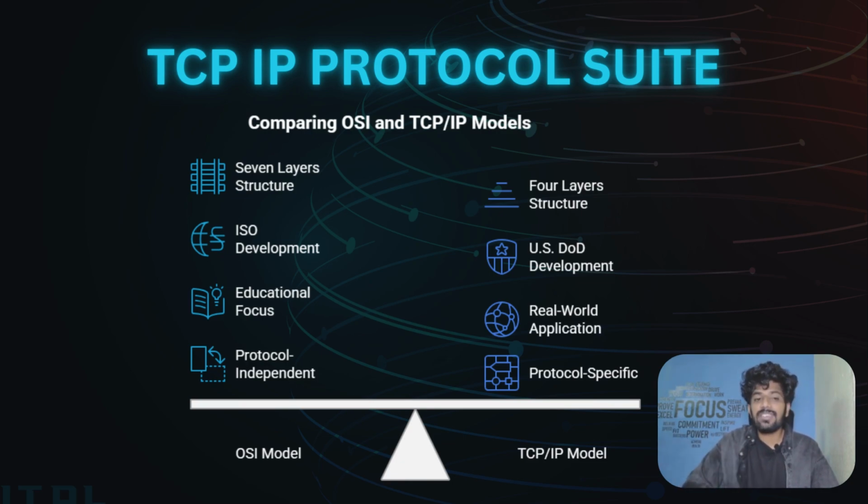The last one is protocol dependency. The OSI model is protocol independent. It doesn't tell you which protocol to use. It only defines what function should happen at each layer. TCP/IP, however, is protocol specific. It clearly defines the protocol used at each layer.